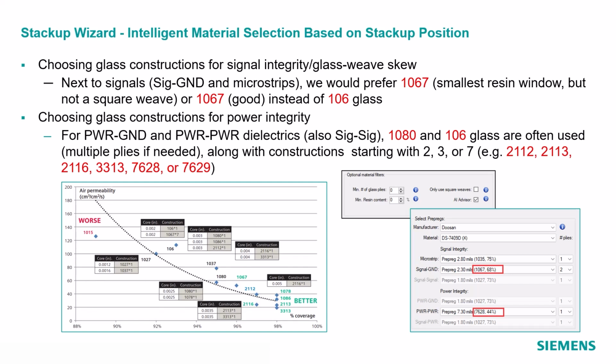For power integrity, the advisor will recommend lower cost glass styles for power to ground and power to power dielectrics. For these dielectrics, 1080 or 106 glass styles would be recommended, along with any materials starting with a 2, 3, or a 7. For example, 2116, 3313, or 7628. So that's a quick look at the updates for the StackUp Wizard.